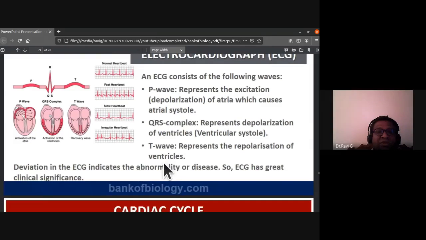Now, if you look at a normal heartbeat on the ECG graph, this is how you get a very good ECG graph with P wave, QRS complex, and T wave. In a very fast heartbeat, you can see the distance between these P, QRS, and T has got reduced. In a slow heartbeat, it is pulled or stretched.